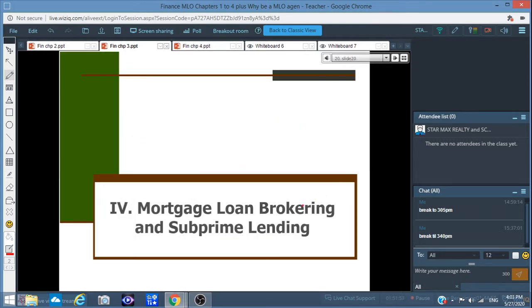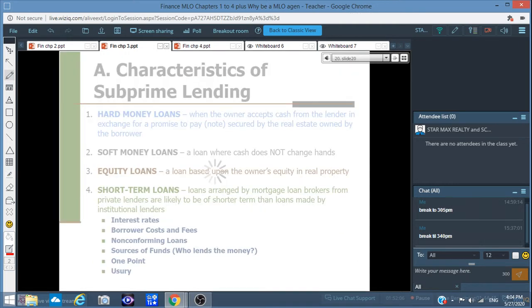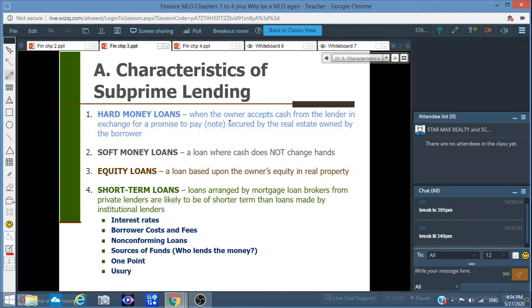Mortgage loan brokering and subprime lending. So this is the part of what we do. We're doing loan brokering. And subprime lending is what? Non-standard. Hard money loans, typically a hard money loan is what? You touch that money, you spend 5 points. And the interest is anywhere from 8 to 15%.